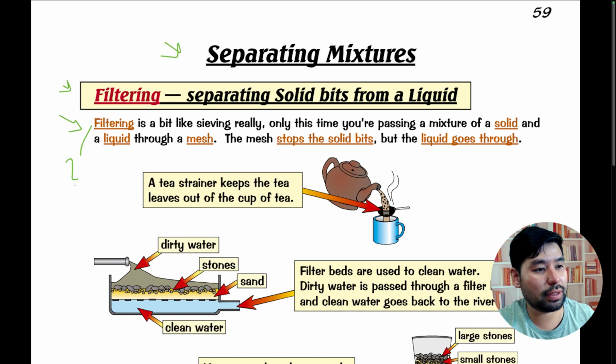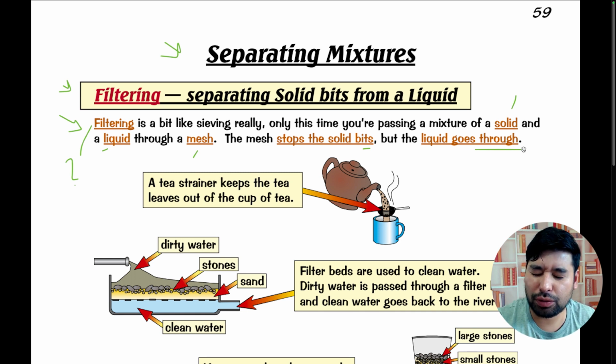Okay, so what are the other words that we have here? We have solid, liquid, mesh, and bits, and liquid goes through. These words: solid, liquid, mesh, and bits. If you don't know them, of course, I'm going to ask you to check that for me.